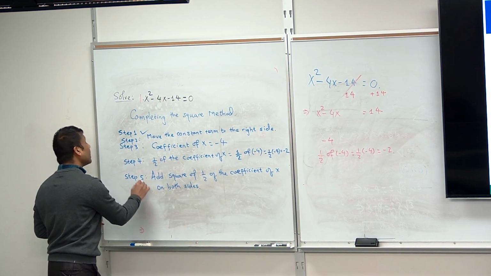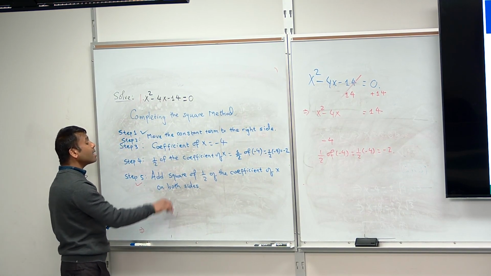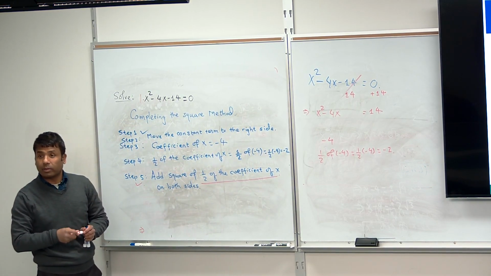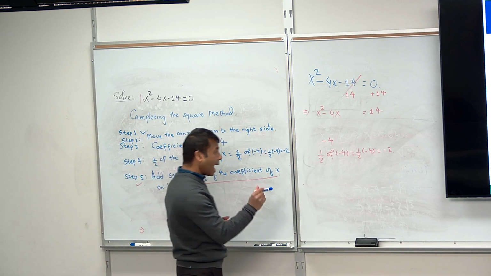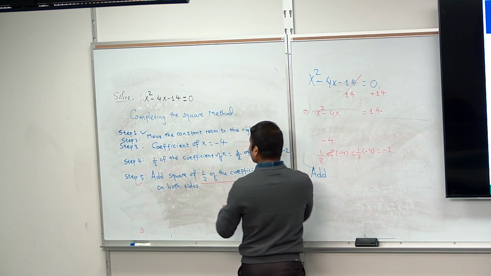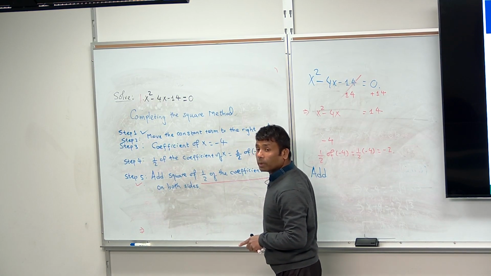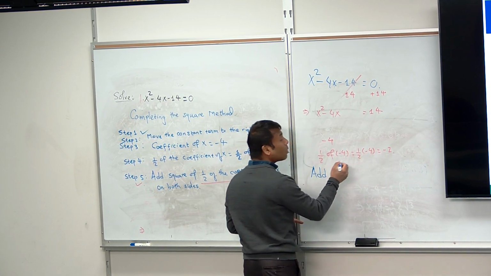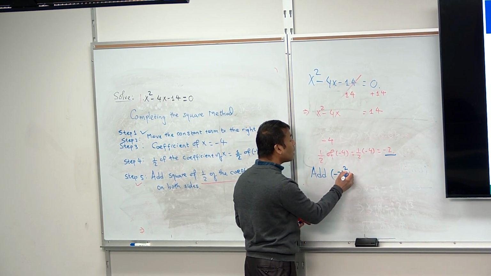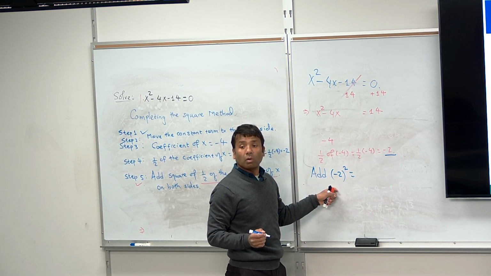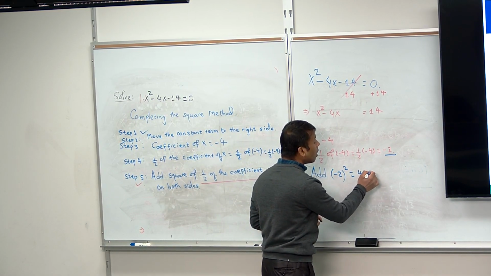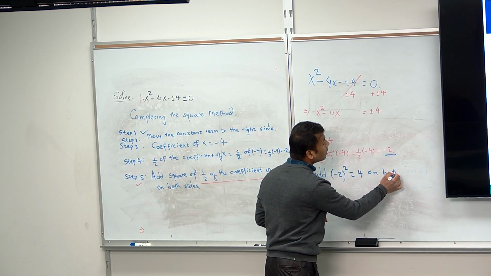Step 5, add a square of half of the coefficient of x. So that means add what? Square of half of the coefficient of x. So what is half of the coefficient of x? Negative 2. So what is the square of negative 2? 4. So add 4 on both sides.